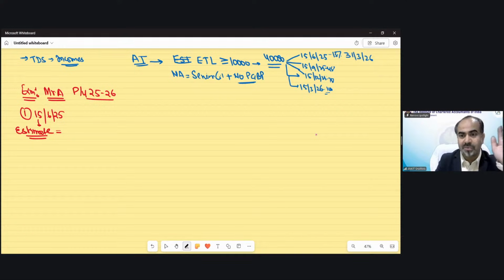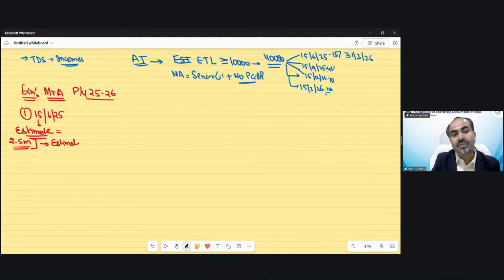Only 2.5 months have passed: April, May and 15 days of June. So practically only 2.5 months have passed for this previous year. But on the basis of these 2.5 months of data, we have to calculate our estimated income for the full year. That's why the name is estimated income. So I have to calculate my estimated income of full year 25-26 on the basis of this 2.5 months of actual data. Understand? Can we do this?